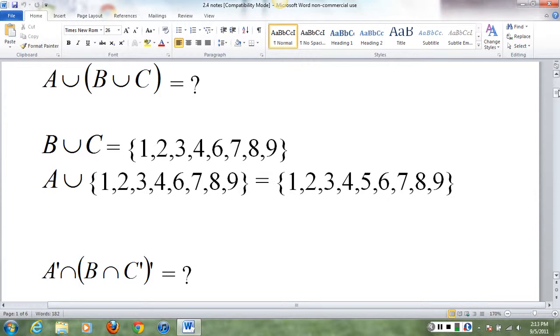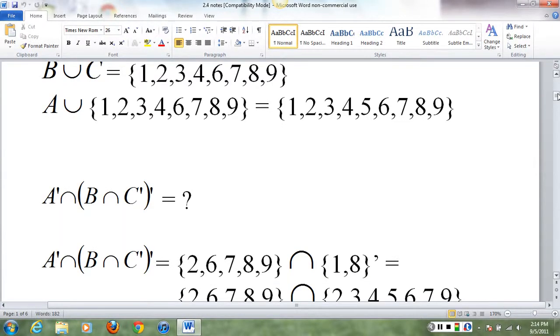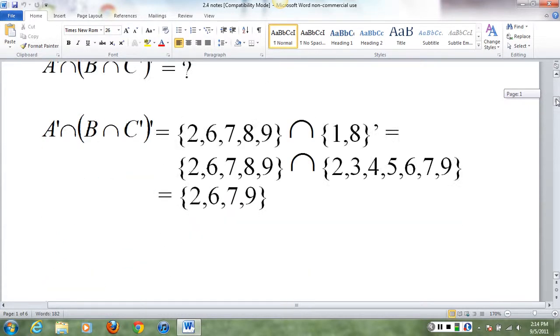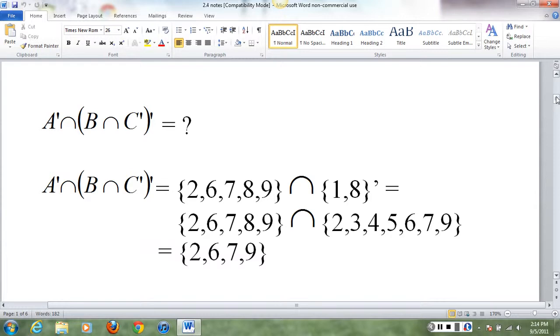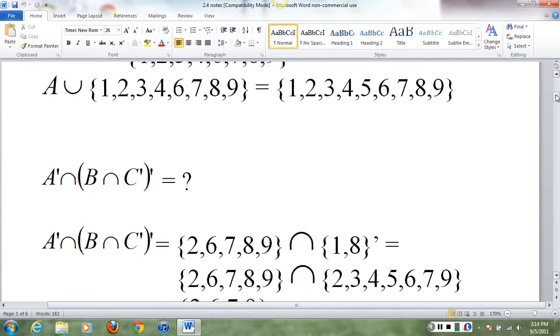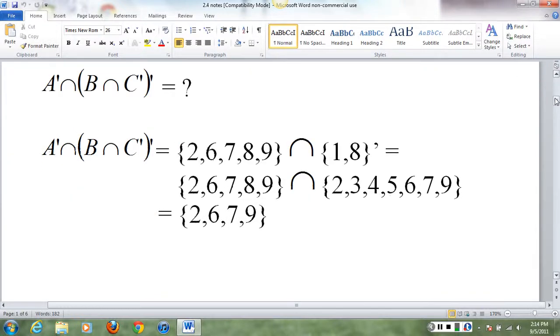So in the same sets, now let's do A prime intersection with B intersection C prime, and then the complement of that set. A prime, we can get already. A is 1, 3, 4, 5. A prime is, of course, everything that's not in A, but in the universal, which is 2, 6, 7, 8, and 9. Now B intersection C prime, if you work that out, it's going to end up being 1 and 8, and when we take the complement of that, we're left with 2, 3, 4, 5, 6, 7, and 9. When we find that intersection, we're left with 2, 6, 7, and 9.